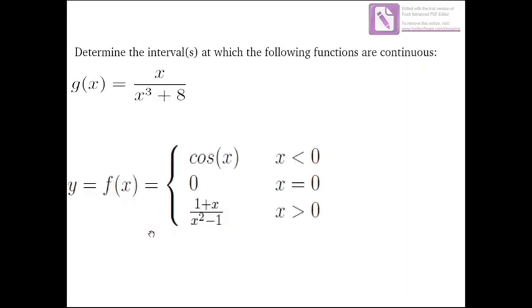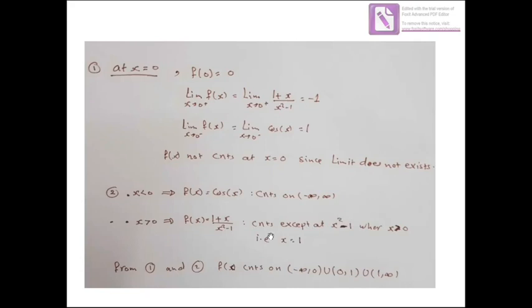For the interval x greater than 0, we have (1 plus x) over (x squared minus 1) if x is greater than 0. Is this function continuous everywhere? First, we need to know, is this function defined for any value greater than 0? We say this function is continuous except when x squared minus 1 is equal to 0. That means x squared will be equal to 1, so x is equal to either plus 1 or minus 1. And because we take x greater than 0, we take just the positive value, x equal to 1. So this function is not continuous at 1.